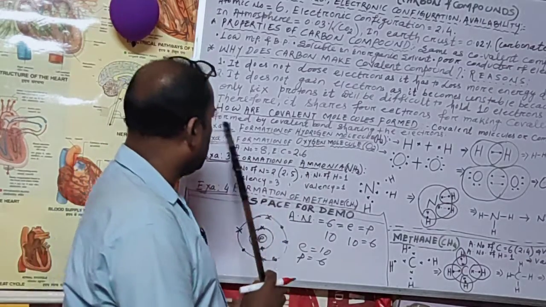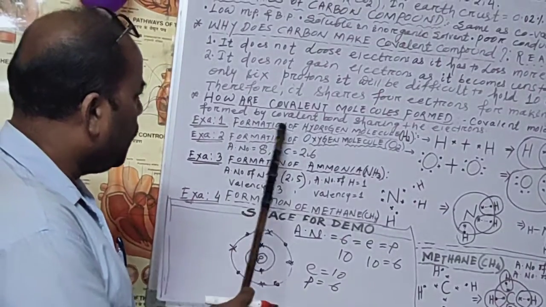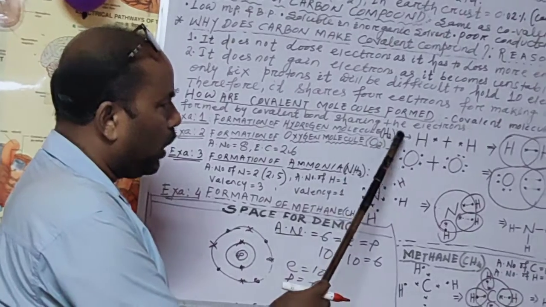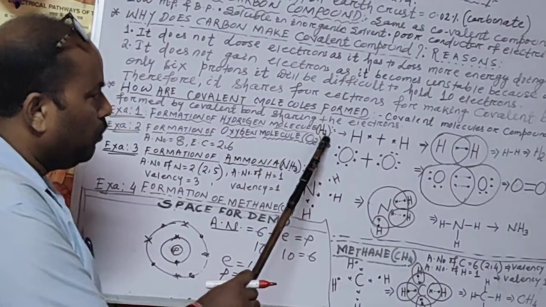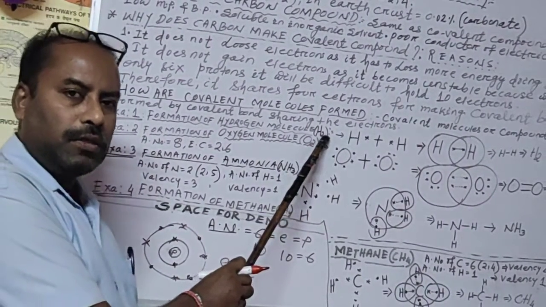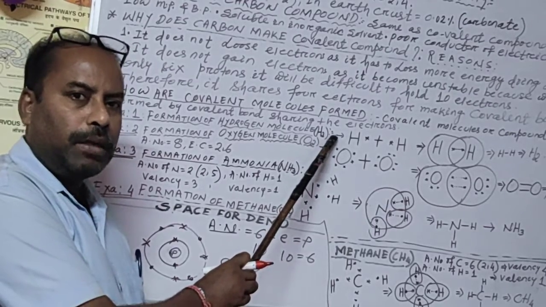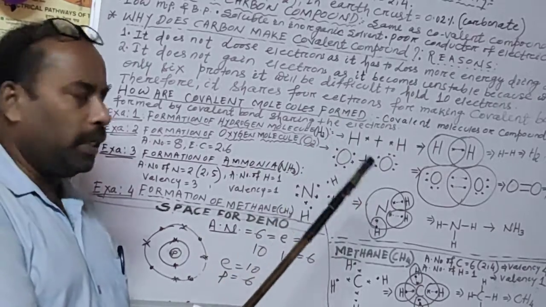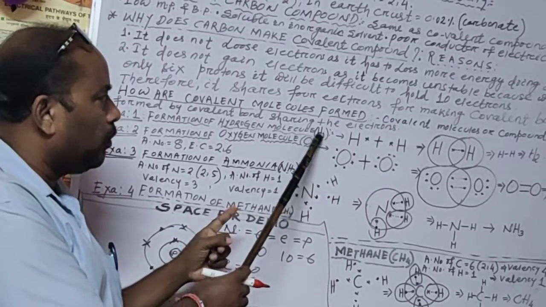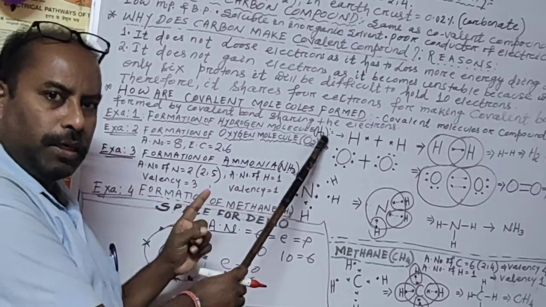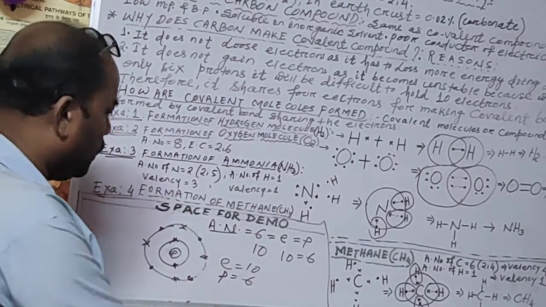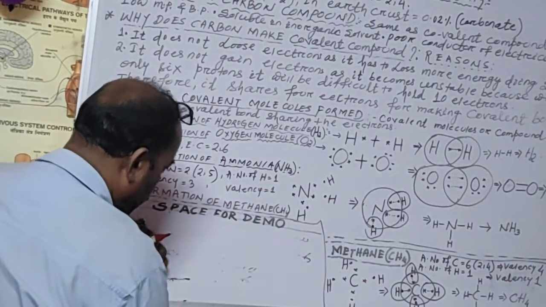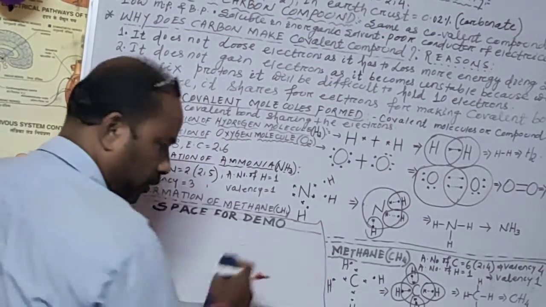Let us see the first example, the formation of the hydrogen molecule, that is H2. How is H2 formed? Two hydrogen atoms combine to form one molecule of hydrogen. This is called a homodiatomic molecule. Homo means the same element, hydrogen and hydrogen. Diatomic means two atoms of hydrogen make one molecule. So let us see how hydrogen is formed. I have drawn it here, and I will also demonstrate it, so you can understand better.